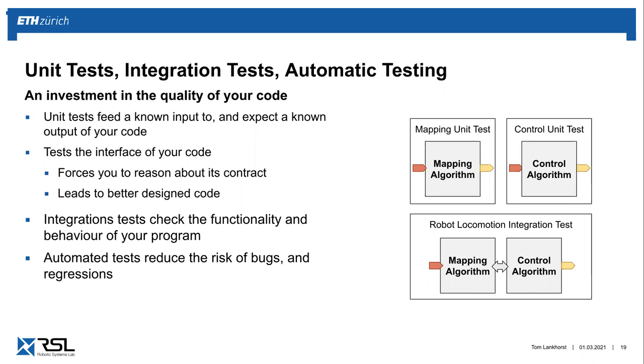Automatic tests in general reduce the risk of bugs and regressions. So these are great tools to help you streamline your work, especially when you are working with more people on a single project. You would want some automated way to test if a change in some part of the code doesn't break other parts of the code.